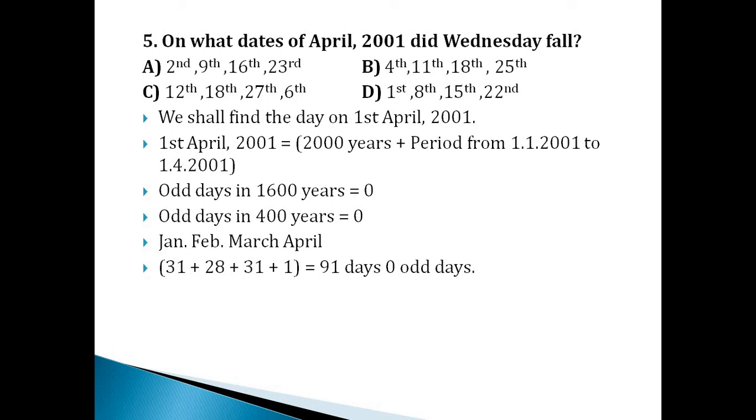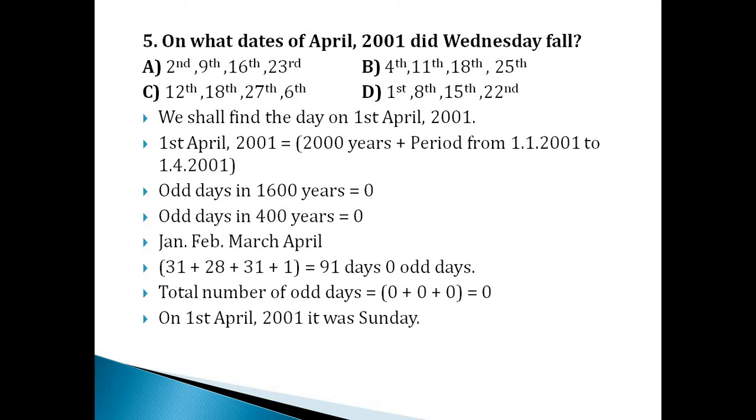So totally we can say 0 plus 0 plus 0. It means 1600 years is 0 odd days, 400 years is 0 odd days, and 91 days is 0 odd days. So if we consider all this, totally we have only 0 odd days. So it means 0 day. We have considered up to 1st April 2001. So April 1st 2001 is Sunday. 0 means Sunday. That is a Sunday.